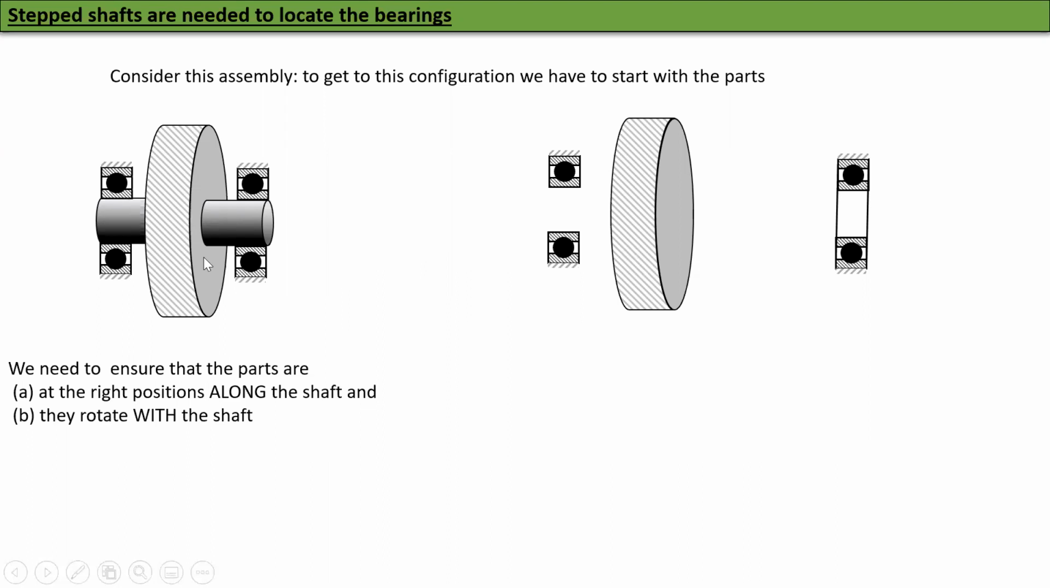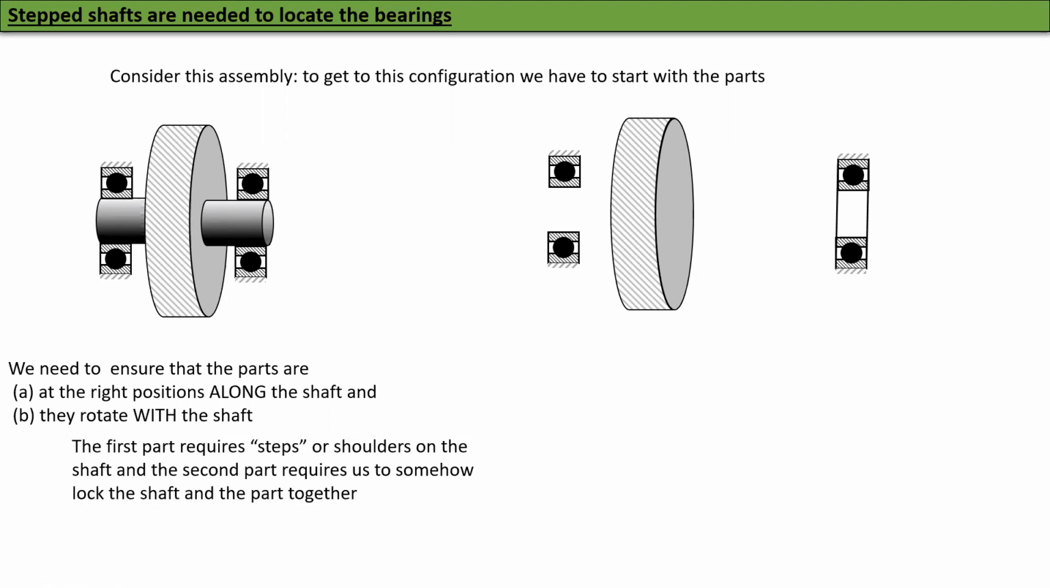Of course, with bearings, the balls allow relative rotation, but the inner housing has to sit on the shaft and not slip. Same thing with the gears. It should not allow relative rotation. So the first part, that is location along the shaft, requires shoulders. And the second part, rotate with the shaft, requires some way to lock the shaft and the part together. So those two things are needed.